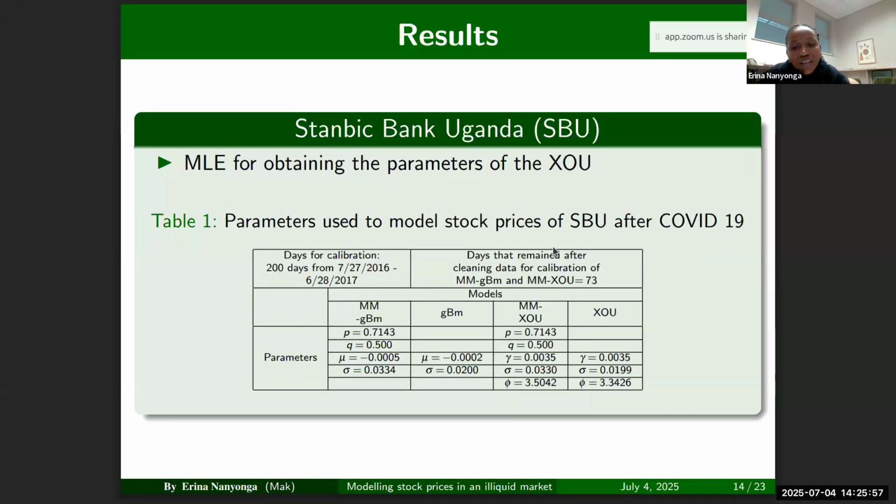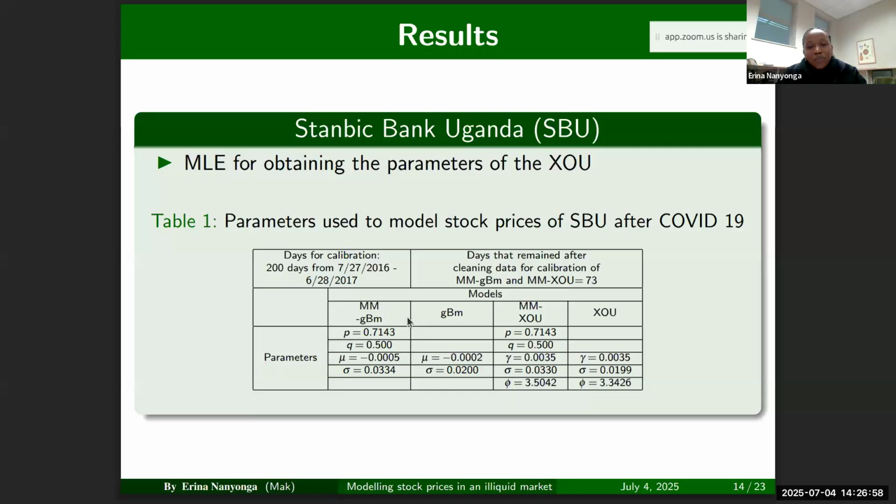So for Stanbic Bank Uganda, we used the same number of days to calibrate all 4 models. We used 200 days from 2016 to 2017, and the number of repetitions in the data were more than the movements. So the days that remained after cleaning the data were 73. Cleaning, I mean removing the repetitions. So out of the 200 days, only 73 days remained after removing the repetitions, and this helped us in generating the values of P and Q.